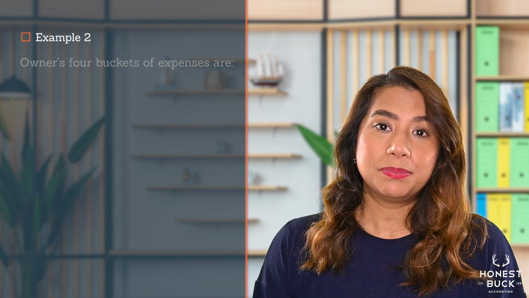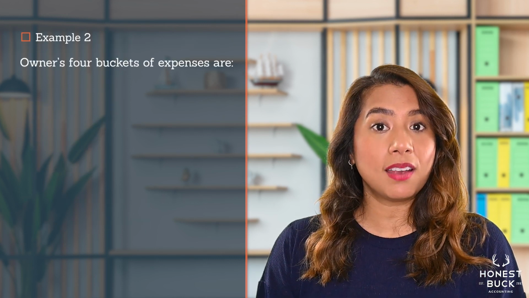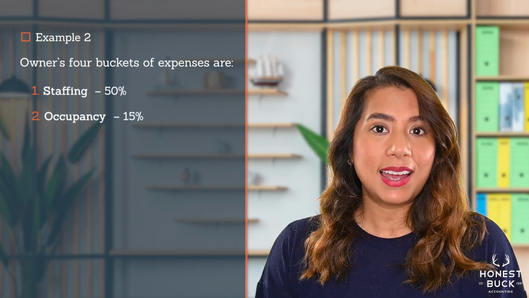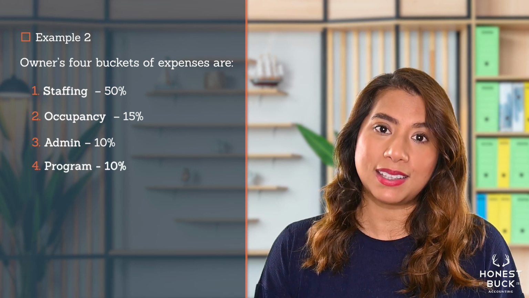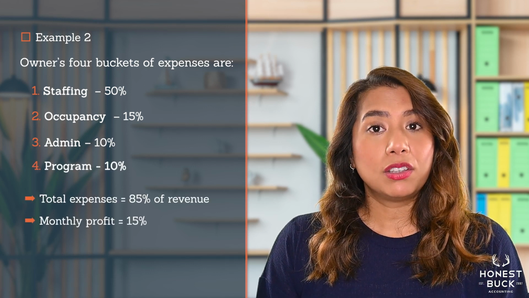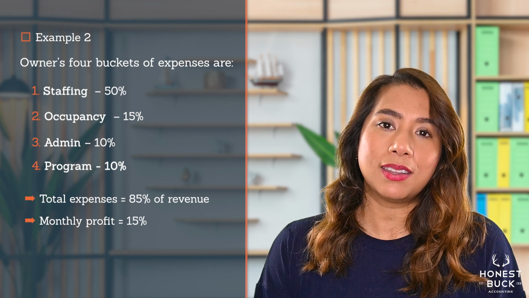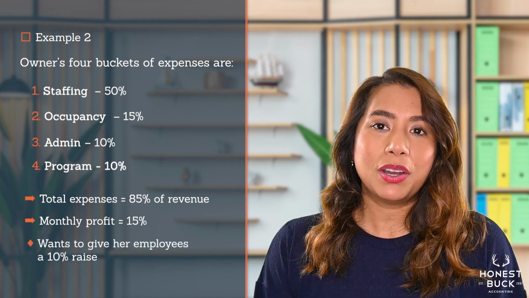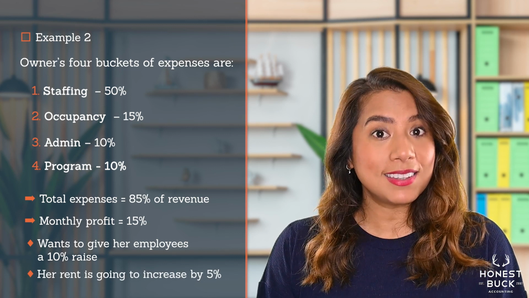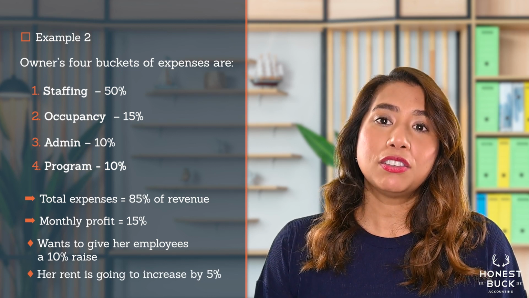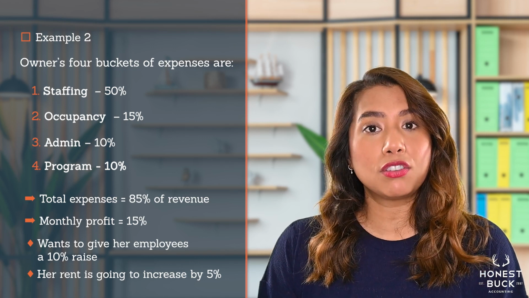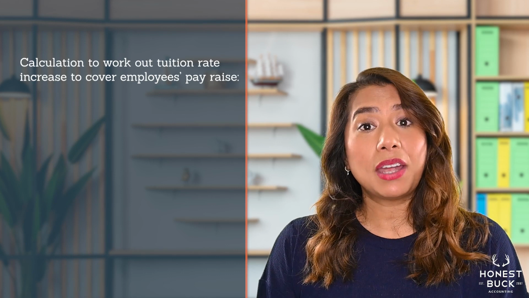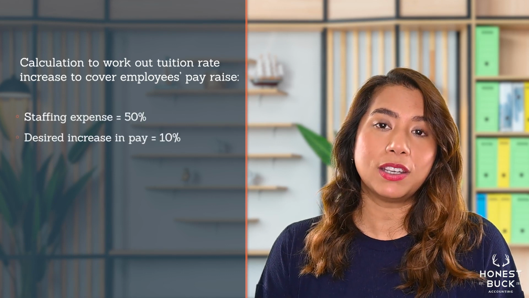Here's another example. This time the owner's 4 buckets of expenses are staffing 50%, occupancy 15%, admin 10%, program 10%. The owner has a current profit margin of 15%, which she's happy with, but she wants to give her employees a 10% raise across the board. Also, her rent is going to increase by 5% this year. To maintain her current profit margin, she needs to work out how much to raise tuition rates to cover both of these outlays. First, she needs to work out how much to raise tuition to cover her employees' pay rise.